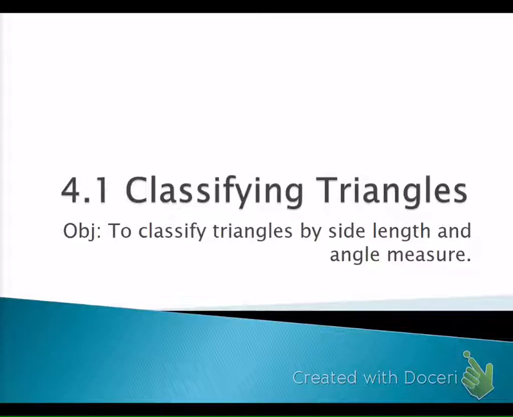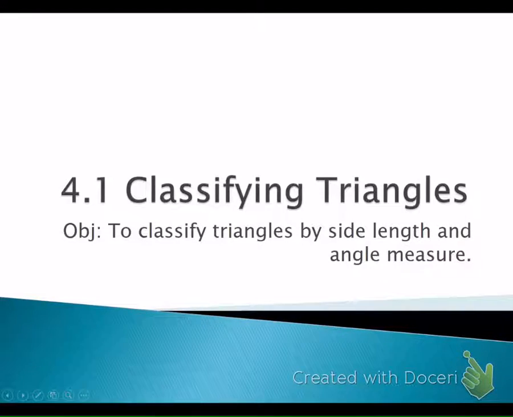All right, so today we're going to do the first lesson of chapter 4. It's all about classifying triangles. So there are two ways to classify triangles: by how long the sides are compared to one another, and by the angle measures. So we're going to learn both of those ways today. And then there's one other little extra thing at the end.